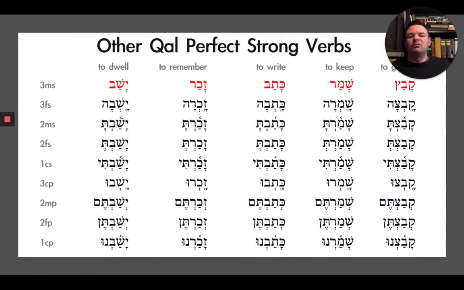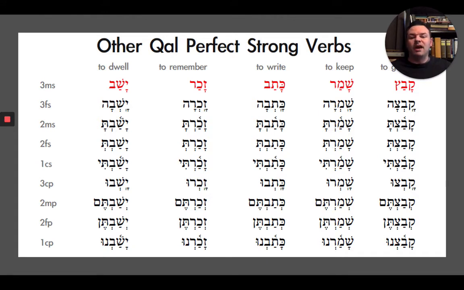So here are some other verbs that are a little bit less crazy, right, than to kill. So you've got the word yashav, to dwell, or the word zakar, to remember, or the word kathav, to write, or the word shamar, to keep, and so on and so forth. So let's just look at yashav. If you wanted to say he dwelt, you'd say yashav. If you wanted to say she dwelt, yashvah. Remember that metheg tells you that that's a qamets and not a qamets hatuf, so that's a vocal schwa. So she dwelt, right?